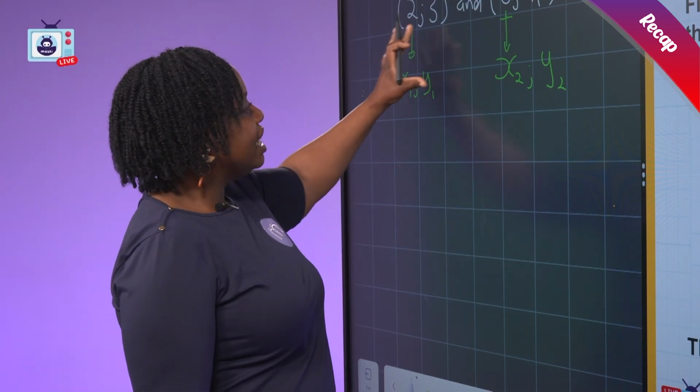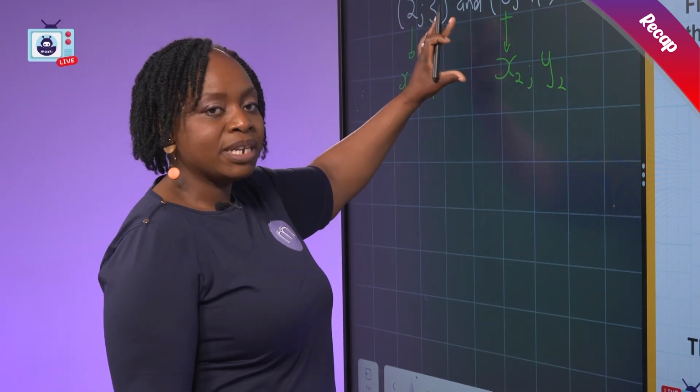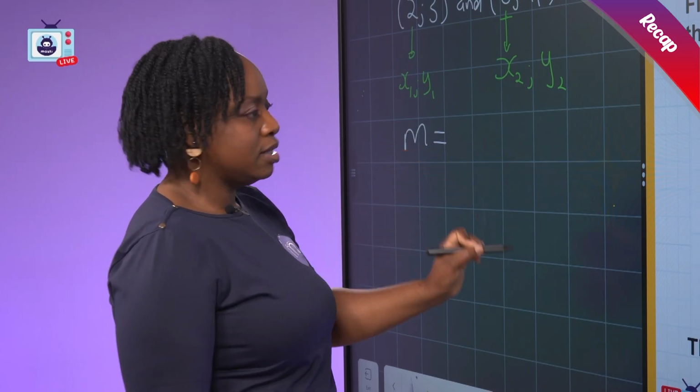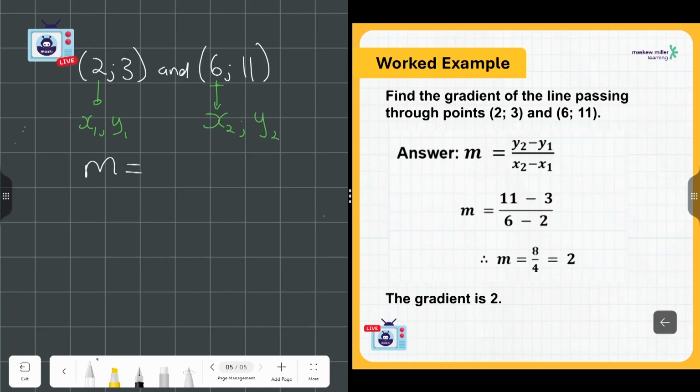Because we have already said this is our interpretation, when you substitute into your formula, m equals y2, which is what? It's 11. So hence we have 11 first, and then we subtract our y1, which is what? Which is 3.